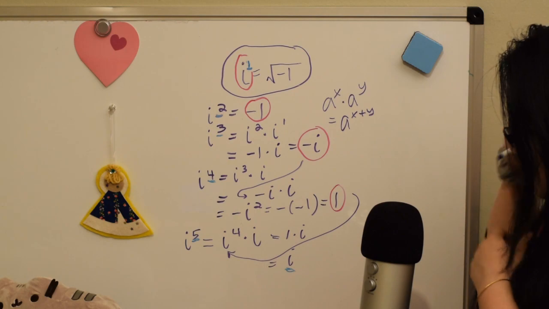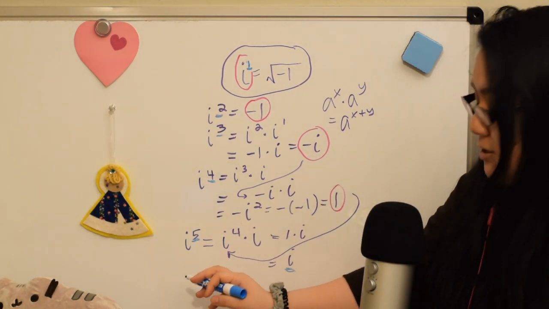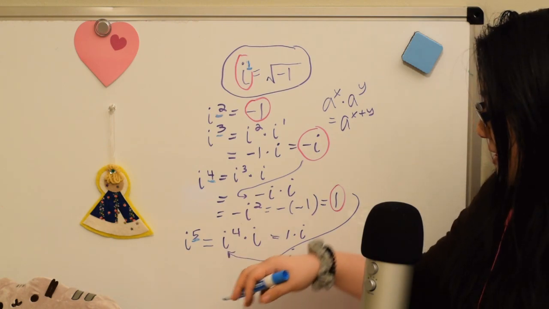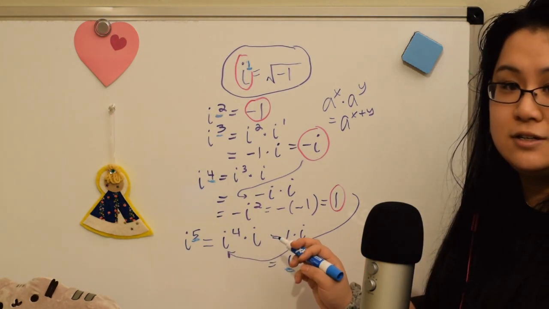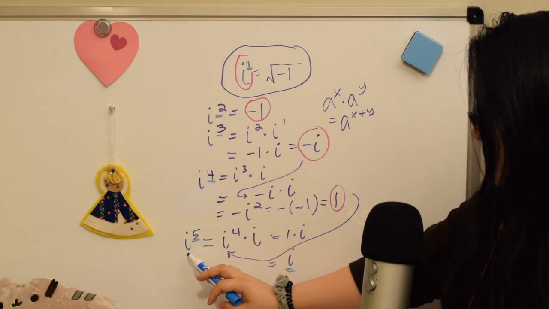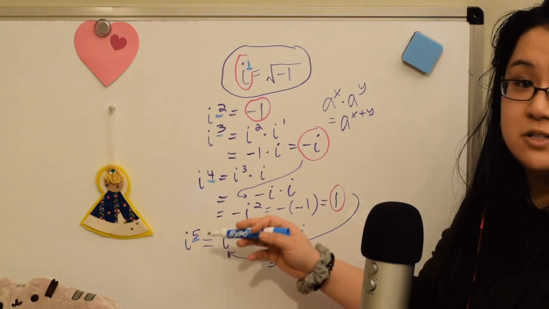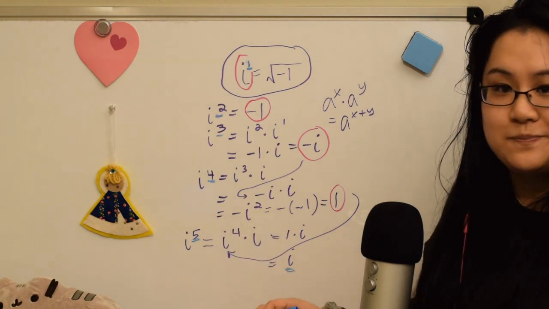So the reason I point that out is because then we have i to the 6th. So i to the 6th is i squared, because i to the 6th would be i to the 5th times another i, which is i times i.